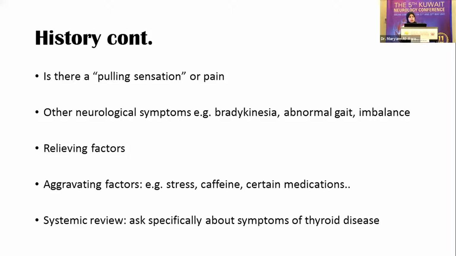And we should also try to see whether there are any relieving factors that alleviate the tremor, as well as aggravating factors, for example, stress or caffeine or certain medications. Systemic review is a very important part of history taking in tremor. We have to specifically ask about symptoms of hyperthyroidism, for example, which can lead to enhanced physiological tremor.